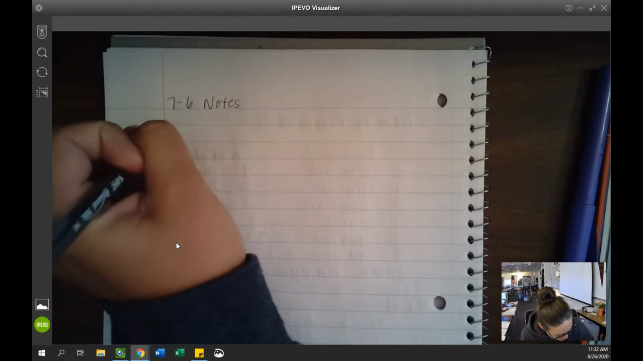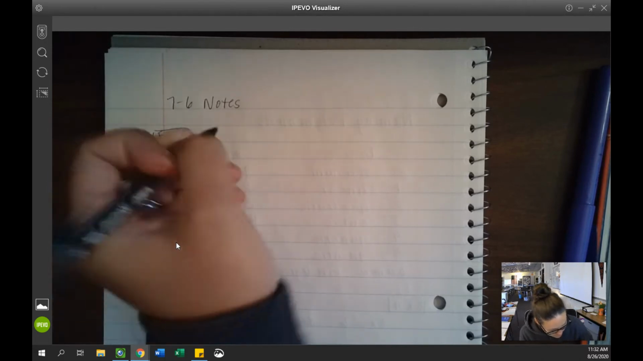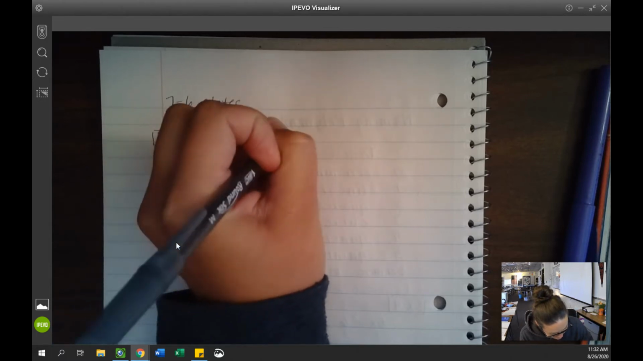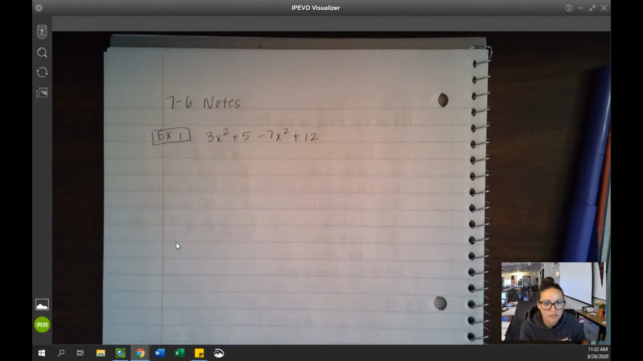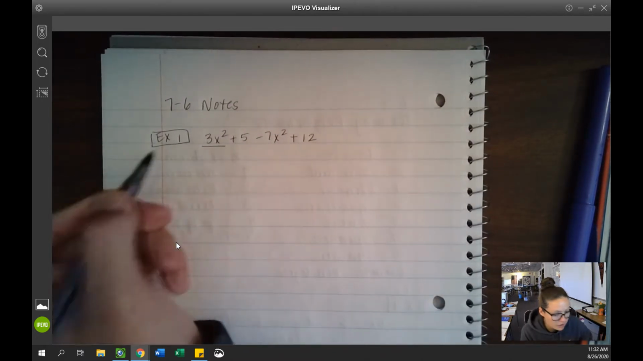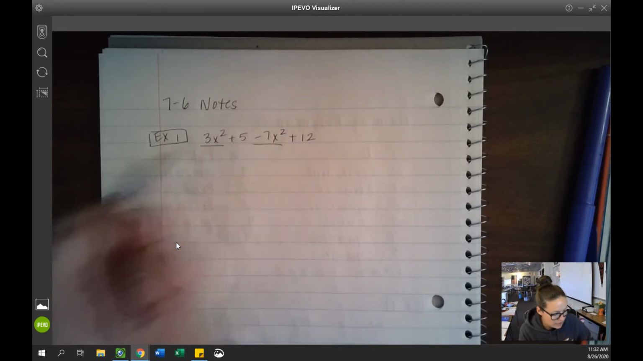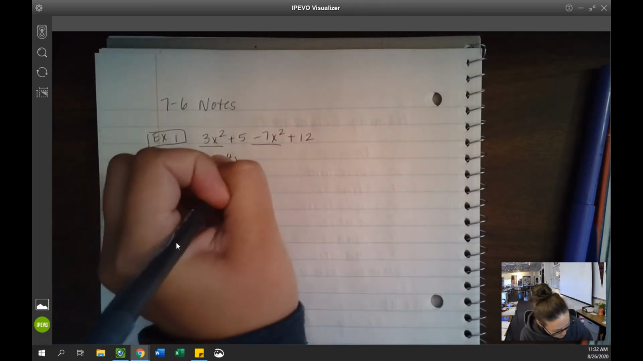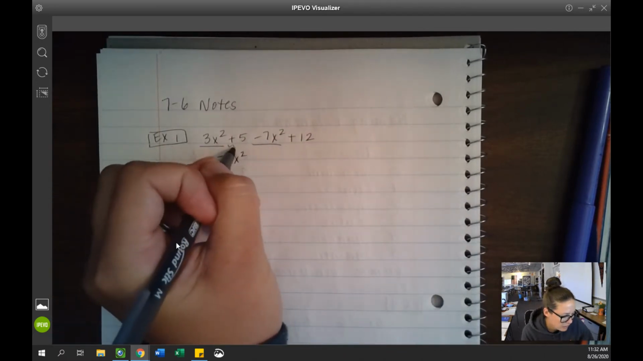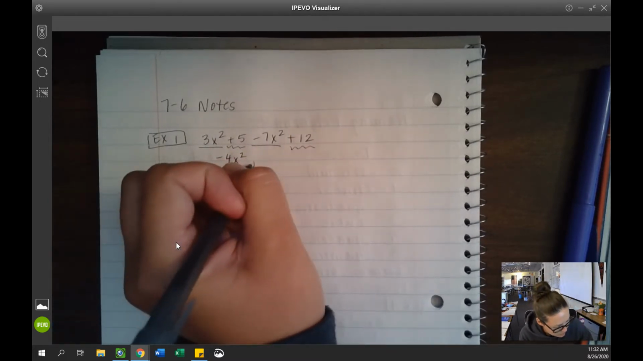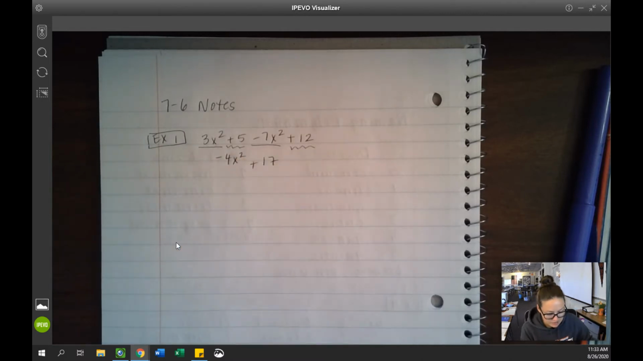Let's say I have example 1. 3x squared plus 5 minus 7x squared plus 12, and I want to simplify that. Well, my like terms are 3x squared and a minus 7x squared. So that gives me negative 4x squared. And I can combine the constants together. 5 and 12 gives me 17. That's all you got to do.